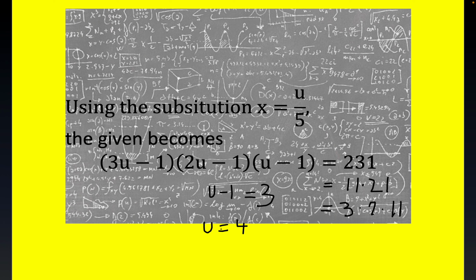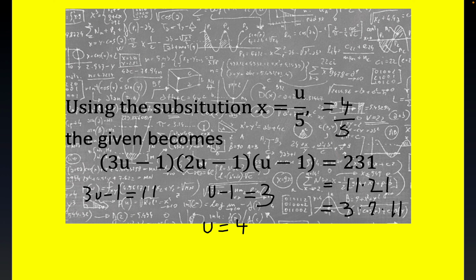In a similar fashion, and again this is unnecessary, but just to show you, 3u minus 1 would have to equal the largest of the numbers in the prime factorization, which is 11. Once again, you get u equals 4. So we know u is equal to 4, and our answer will be 4/5. 4 over 5 is the solution.